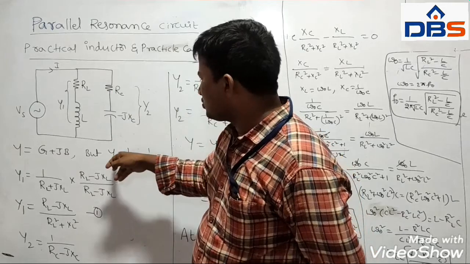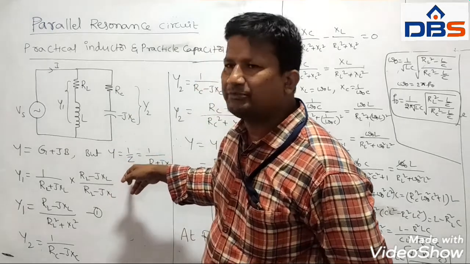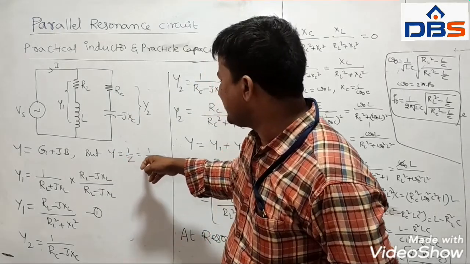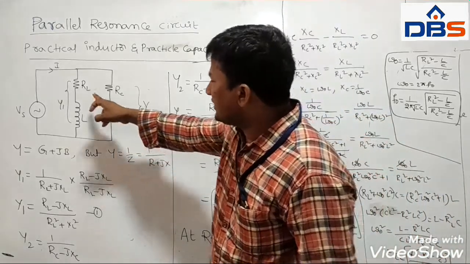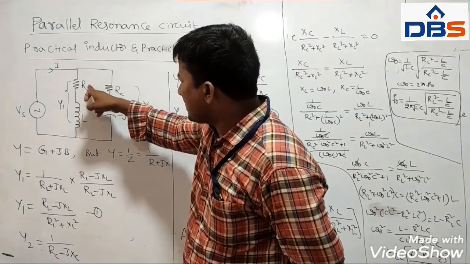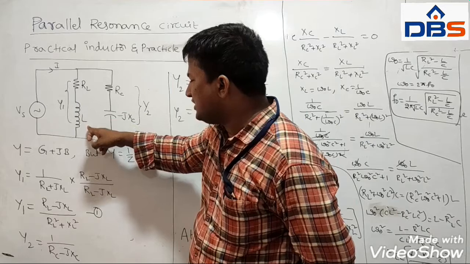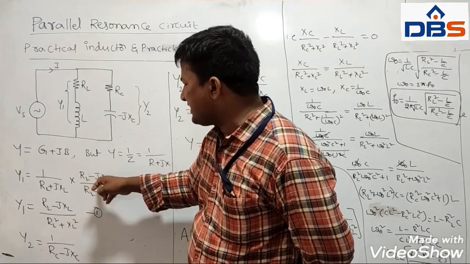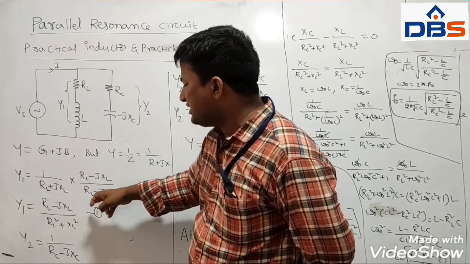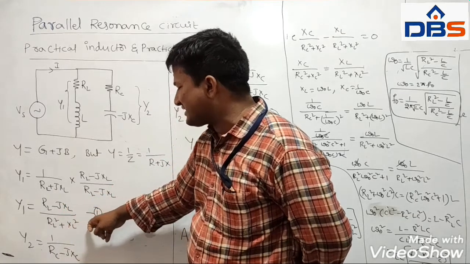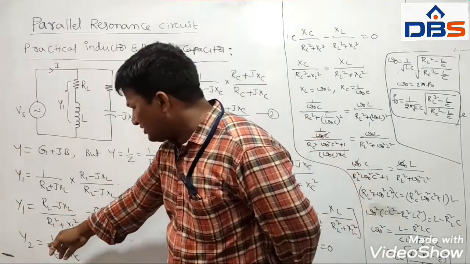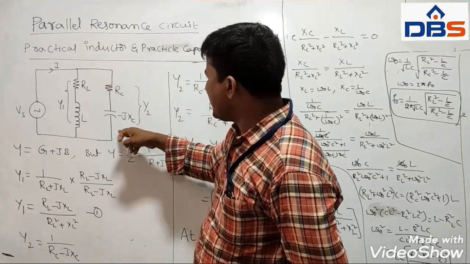So Y is the inverse of impedance, Y equals 1 by Z, which is 1 by R plus jX. Now Y1 is 1 by RL plus jXL. Cross multiplying with RL minus jXL, Y1 is equal to RL minus jXL by RL square plus XL square, as equation 1. Another one is termed Y2.